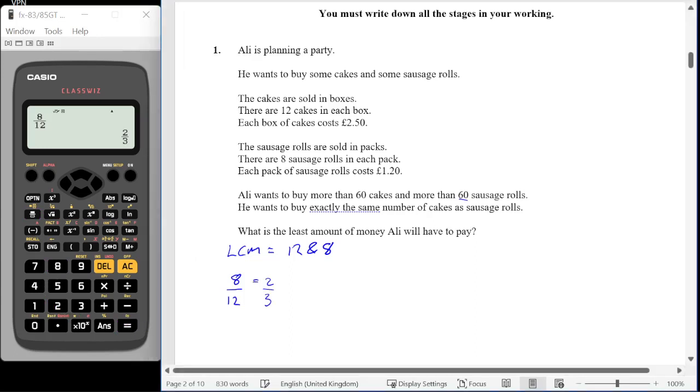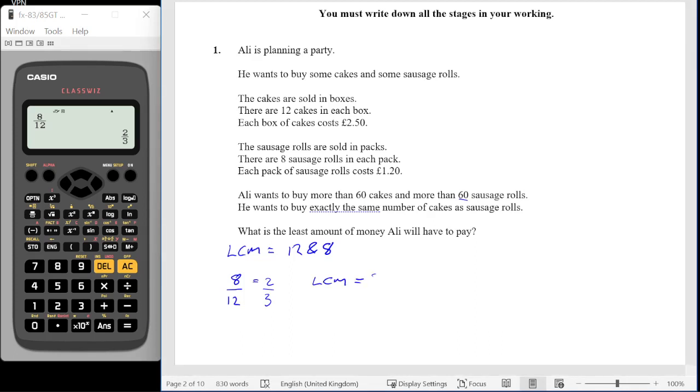And then the lowest common multiple is either going to be 8 times 3 or 12 times 2, so it's going to be 24. But 24 is not the one I'm going to use, because 24 is less than 60. So I want the lowest common multiple that is greater than 60, but it's going to be in the 24 times table. 24, 48, 72. So I'm going to have 72 of each.